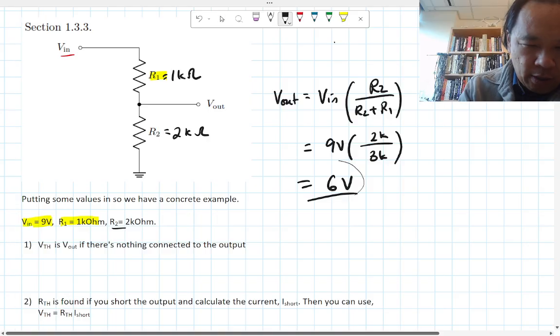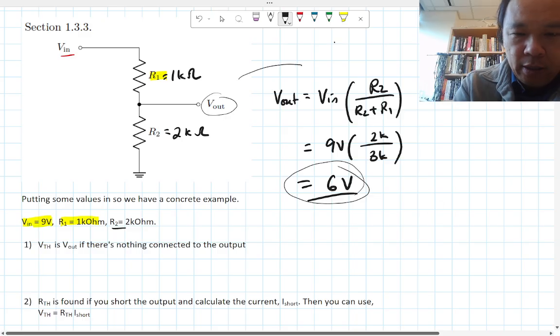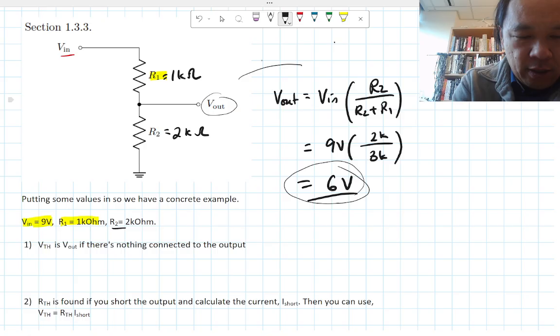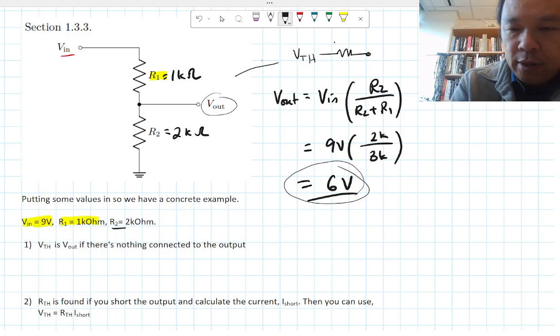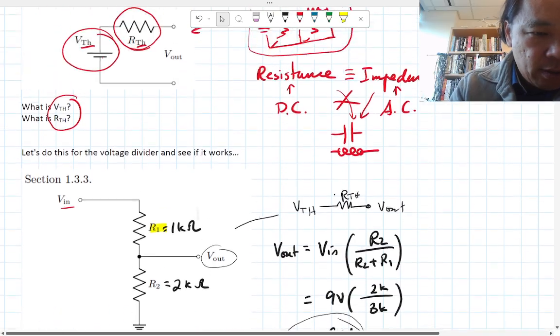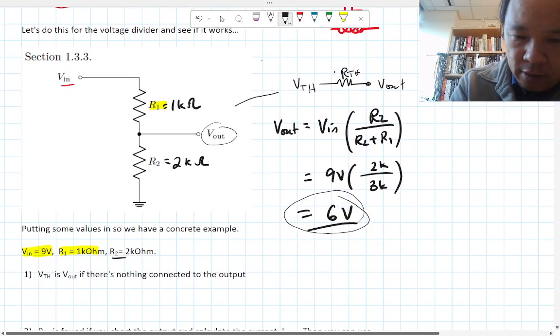So we already know what this V out is, but what we want to do is make this so that instead of having V in and 2 resistors, we're going to reduce it by 1 component. We're going to make it into V Thevenin. Make this circuit behave as if it's just V Thevenin and a single resistor, R Thevenin, and basically your output is connected here instead. Okay, how did the book like to draw this? Oh yeah, it likes to draw it like this.